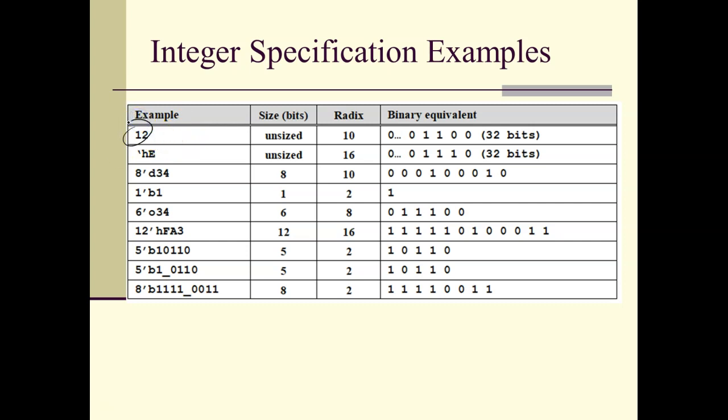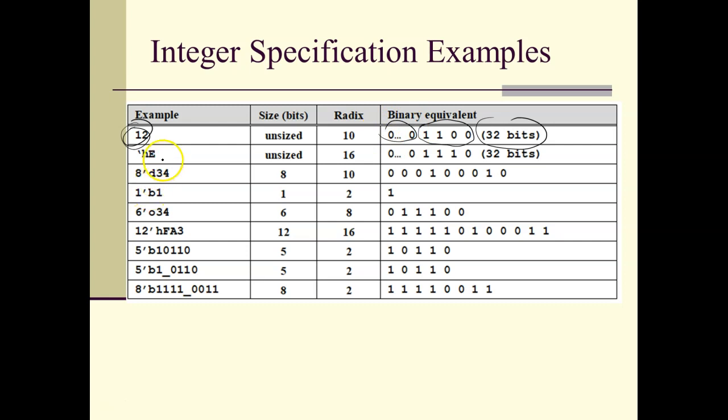There's no radix specified, so it defaults to hexadecimal. Additionally, since there's no size specified, it defaults to 32 bits. So here, this is the value of 12. This is the binary value of 12 right there that it defaults to, and then there are going to be 28 zeros right here.